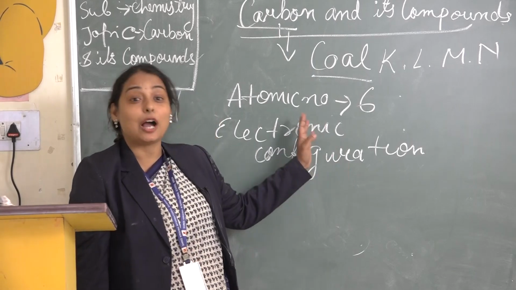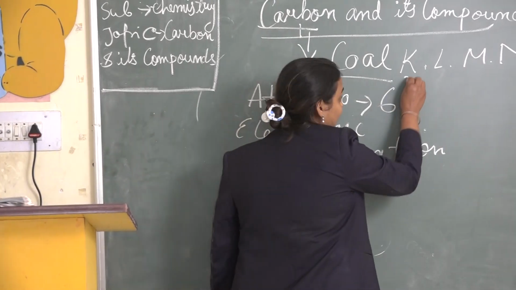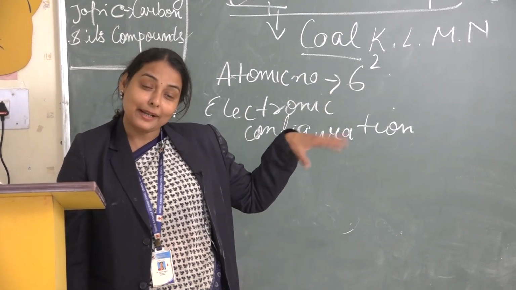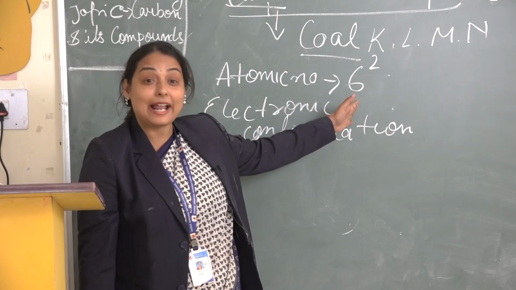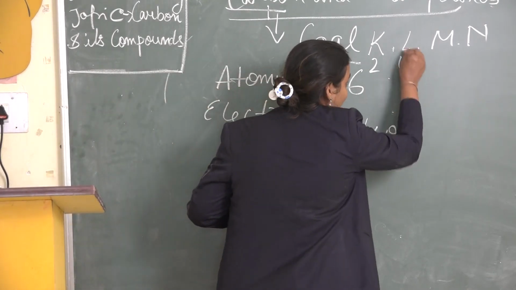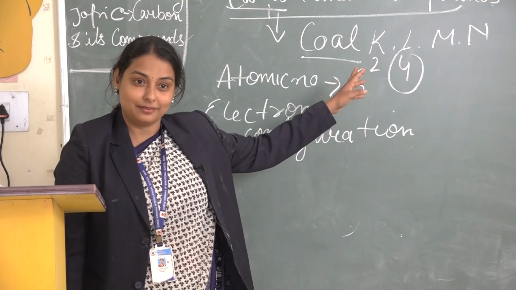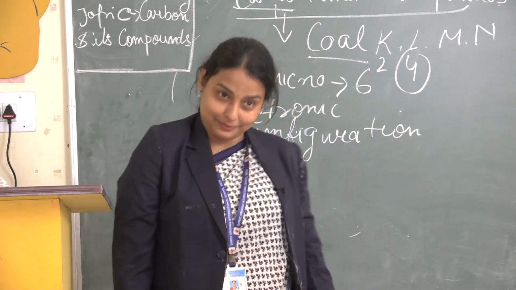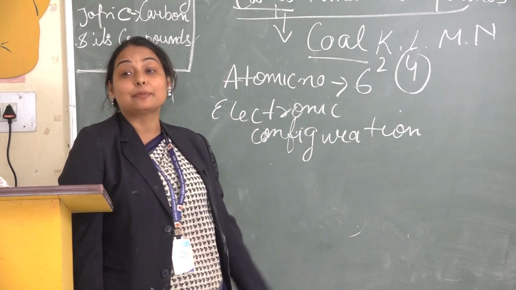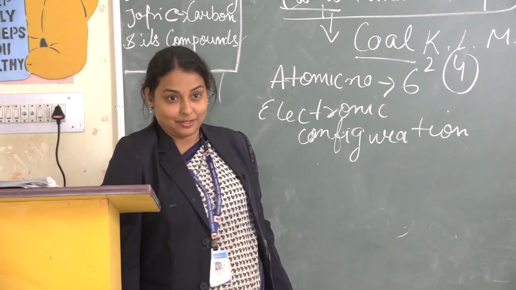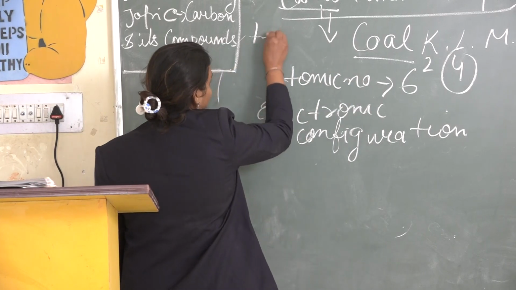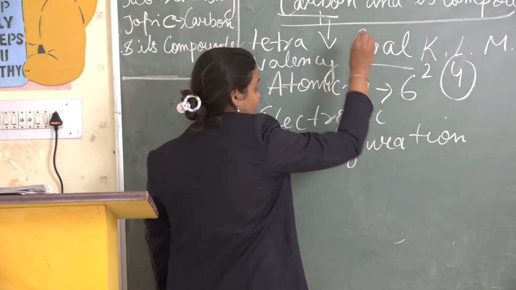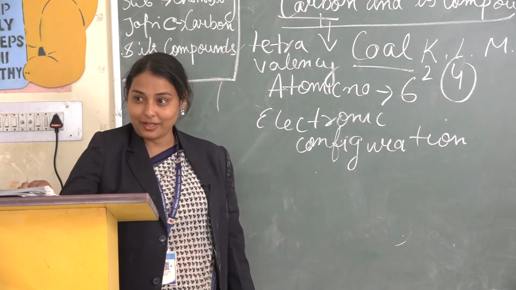In this way, we know that in the first orbital we can put 2 and in the second orbital 8, but as we have 6, we will have 4 here. So the valency of carbon, we know, is 4. For that we say carbon is tetravalent.